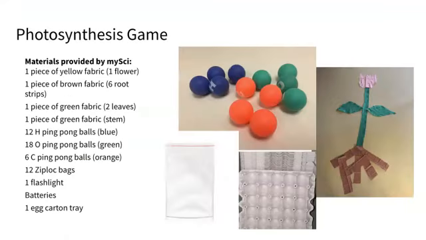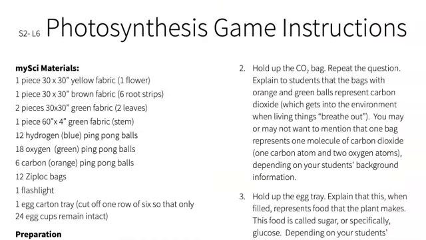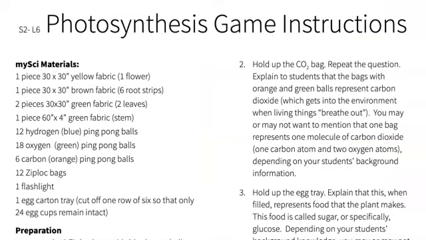These are the materials provided by mySci to play the photosynthesis game. You will cut and assemble the fabric flower ahead of time to look like the picture shown here, showing flower, leaves, stem, and roots. Lay the fully assembled flower model on the classroom floor, allowing room around the flower for students to view what is happening. Be sure to read the instructions on teacher pages 10 and 11 for directions on how to play the game.